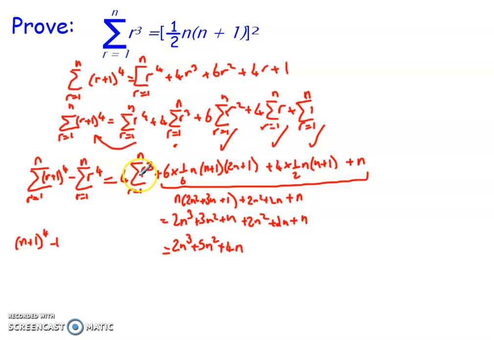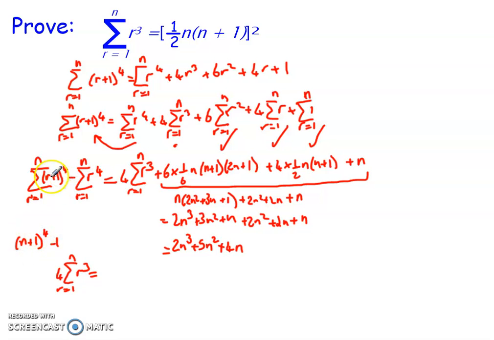So what I know then is that equals this here, the r cubed, plus all of this. Now what I want to do is make this the subject of the formula. So I can rewrite it so that I get 4 times the sum of r cubed, where r goes from 1 to n. What that equals is this, take away all of this.